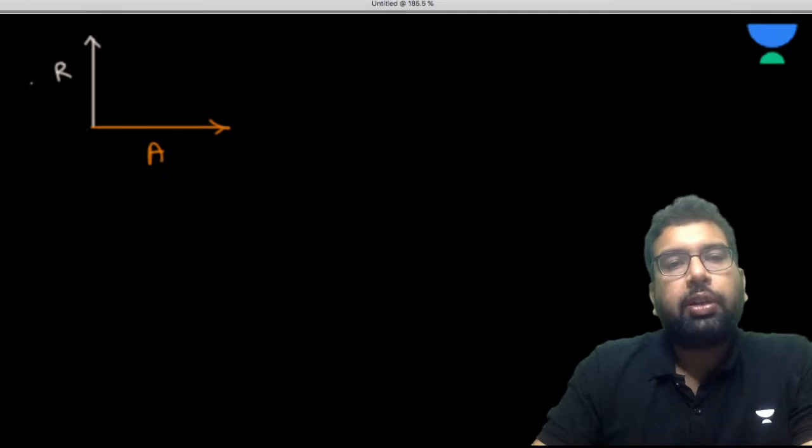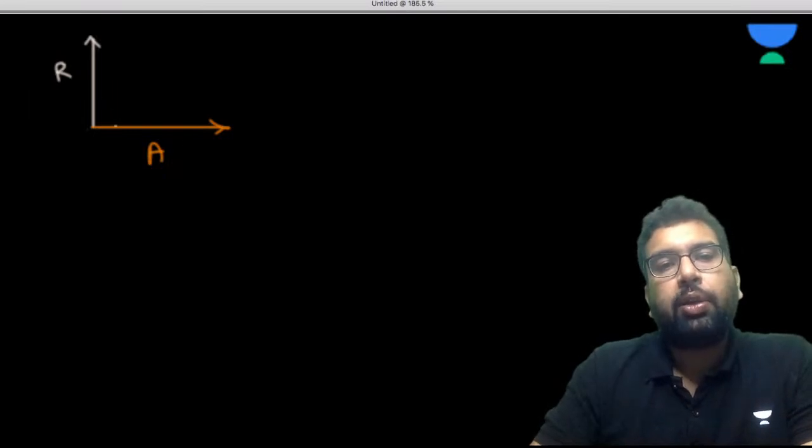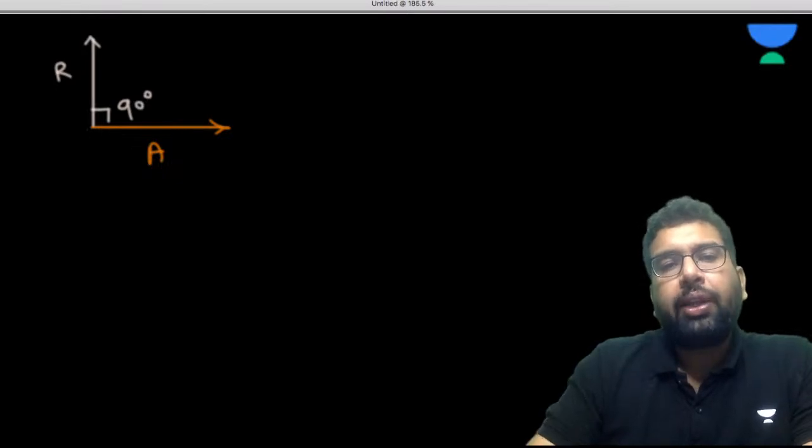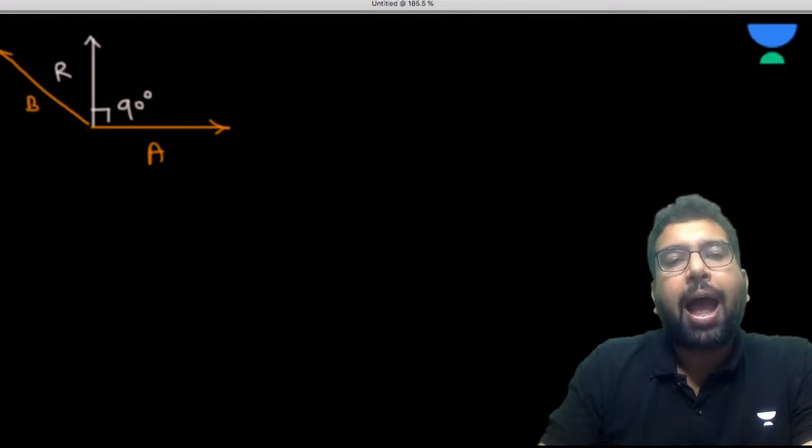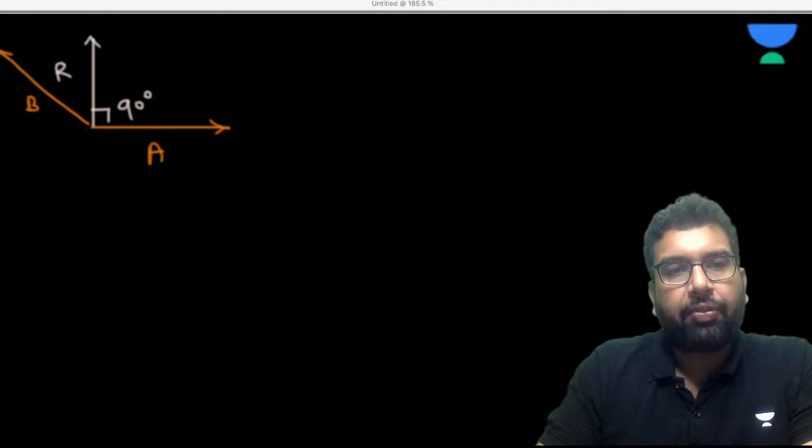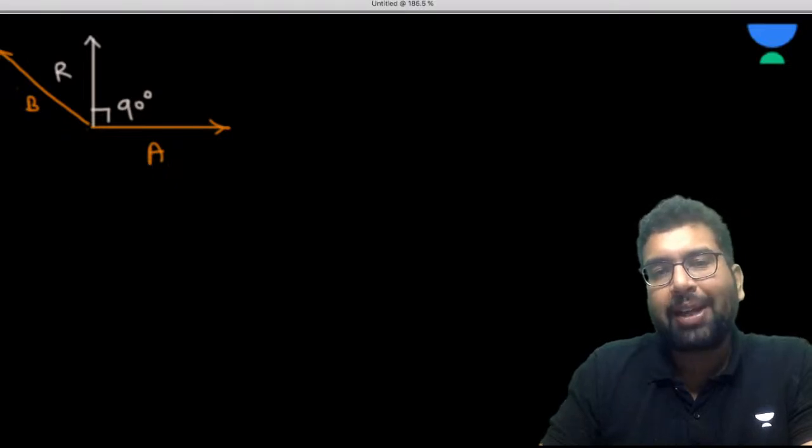So now a student would do it like this. This is going to be A. This resultant is at 90 degrees. So one thing is very clear: B will be somewhere here, no? Because this R is going to be the diagonal of the parallelogram. So B will be somewhere here. Now how are they going to attempt it? See, they are going to do it like this.